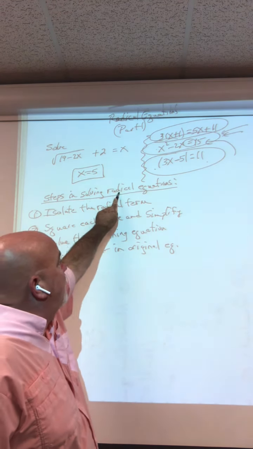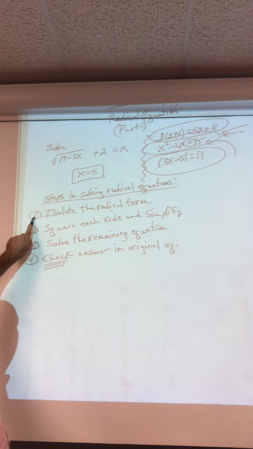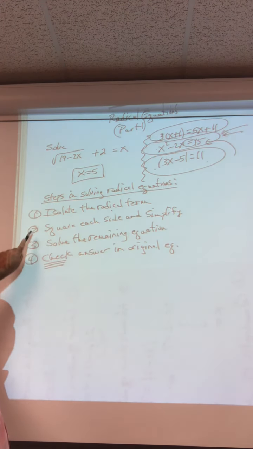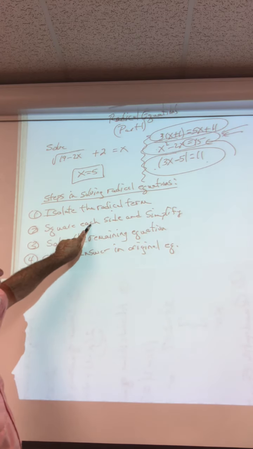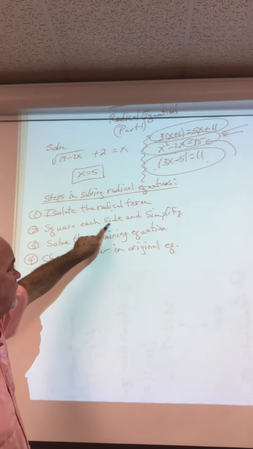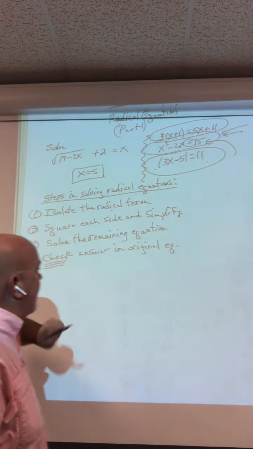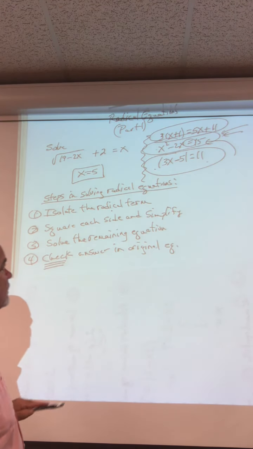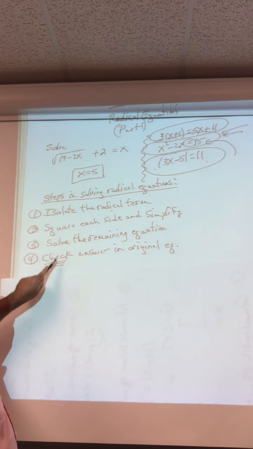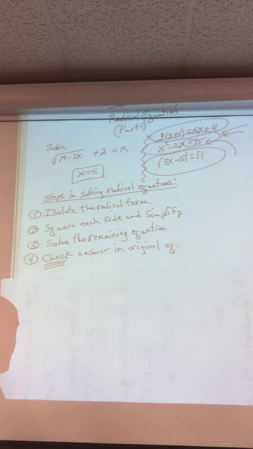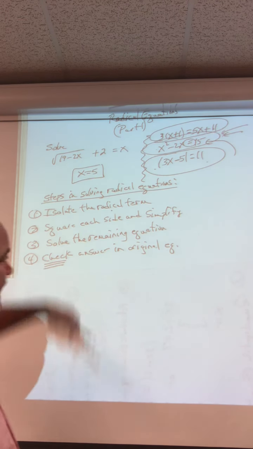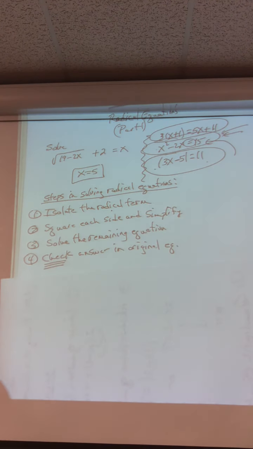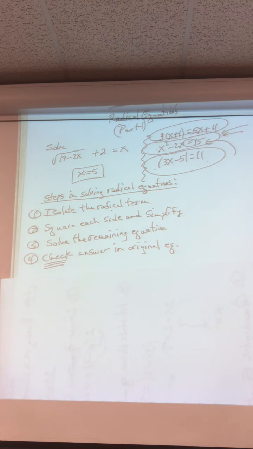Steps in solving radical equations. Step 1, isolate the radical term. Step 2, square each side, those are the two key words, and simplify. Step 3, solve the remaining equation. And then step 4, check the answer in the original equation. So make sure you got those 4 steps. I will explain those 4 steps as we go through.